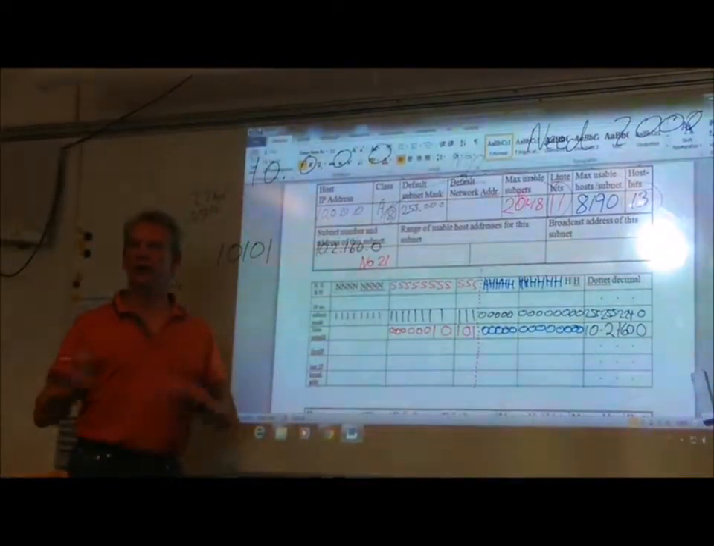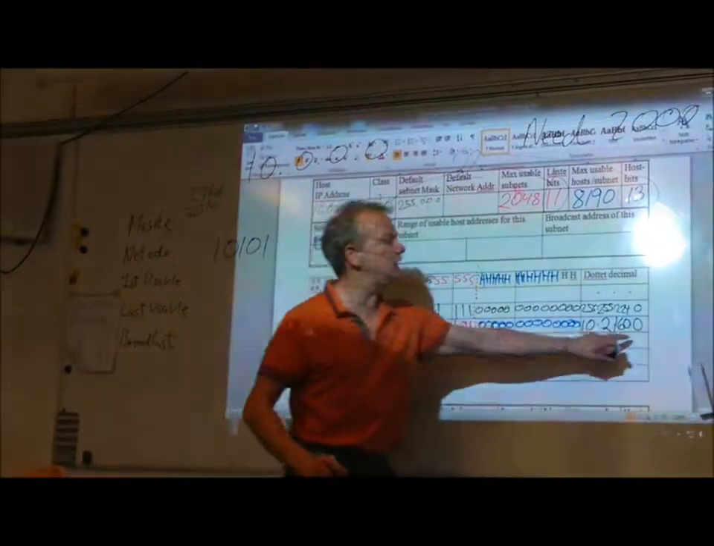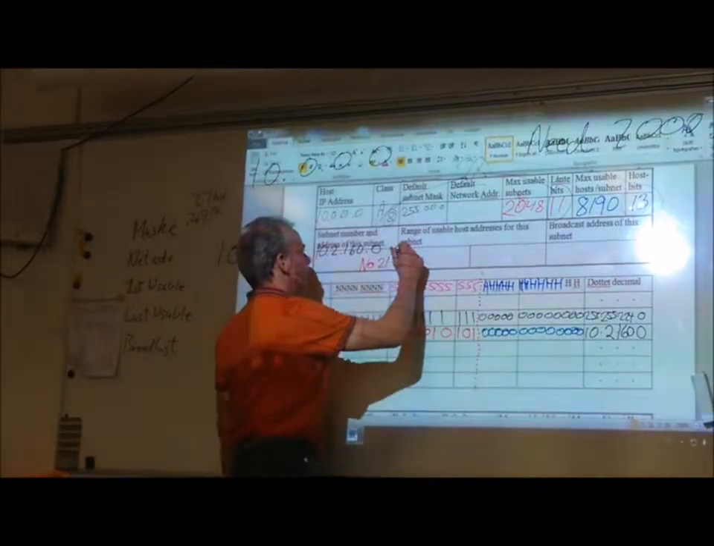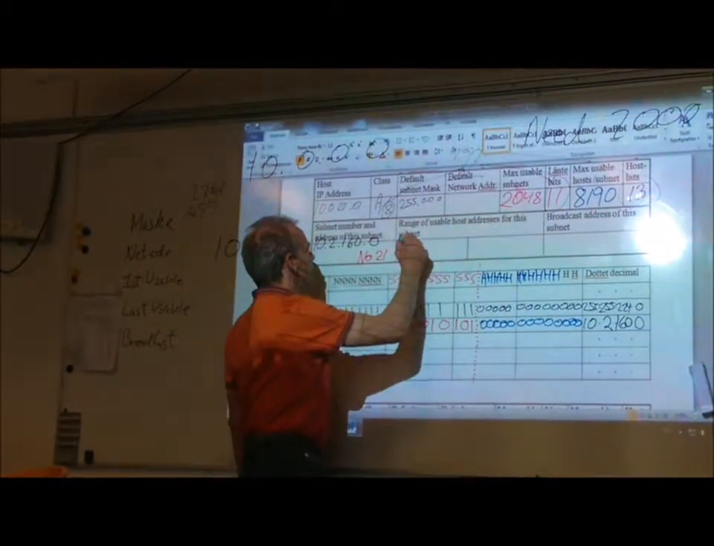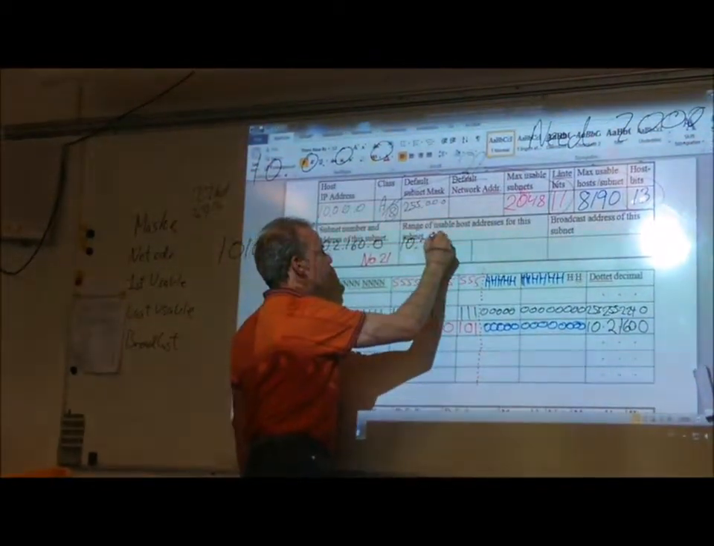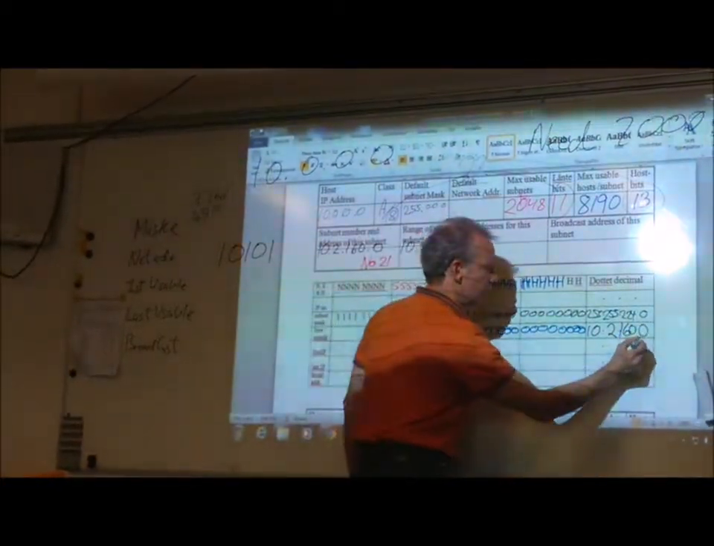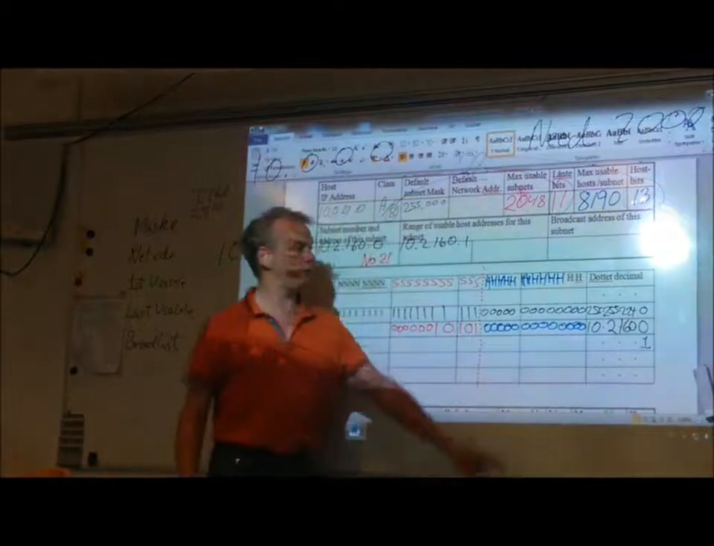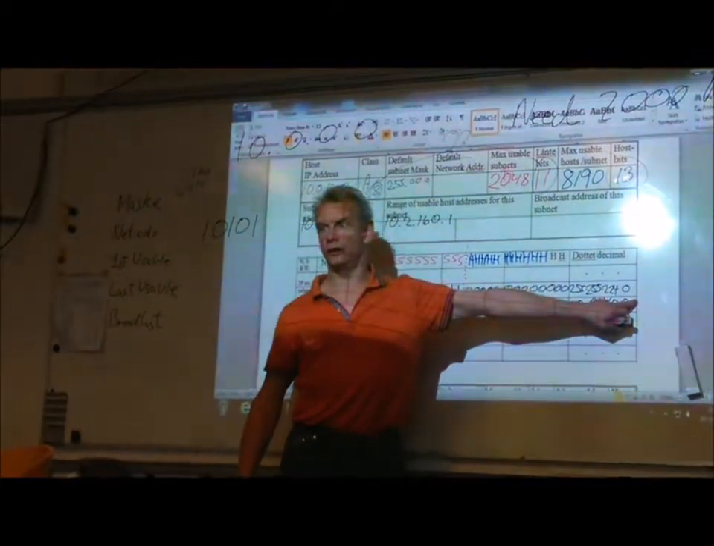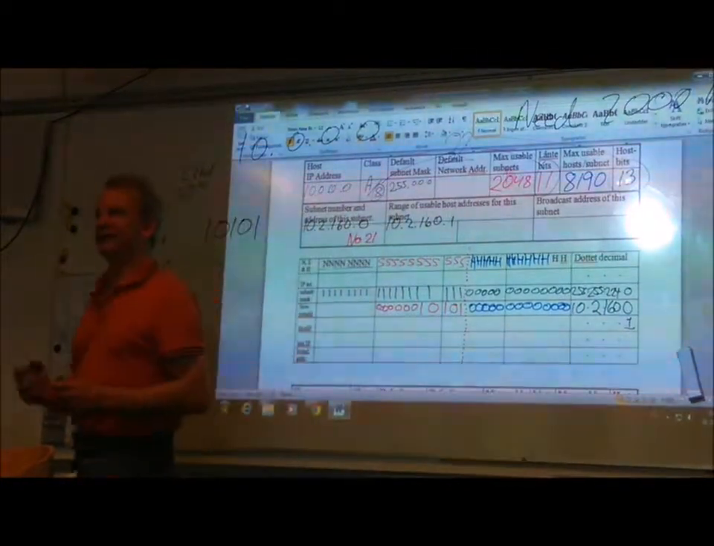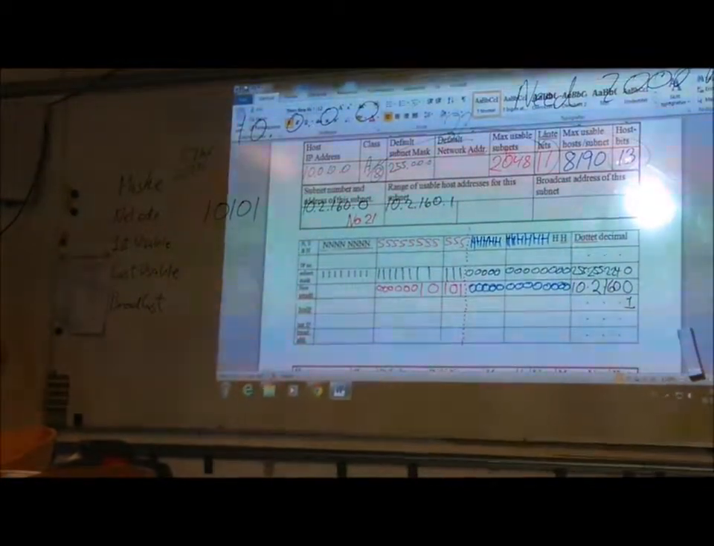We can easily find the first usable address because it is the next address. Add 1 to the rightmost number, becoming 10.2.160.1. Add 1 to the 0 here. If it's a 32 up here, add 1 to 32. If it's a 64, add 1 to 64, and so forth. Take the rightmost number and add 1.